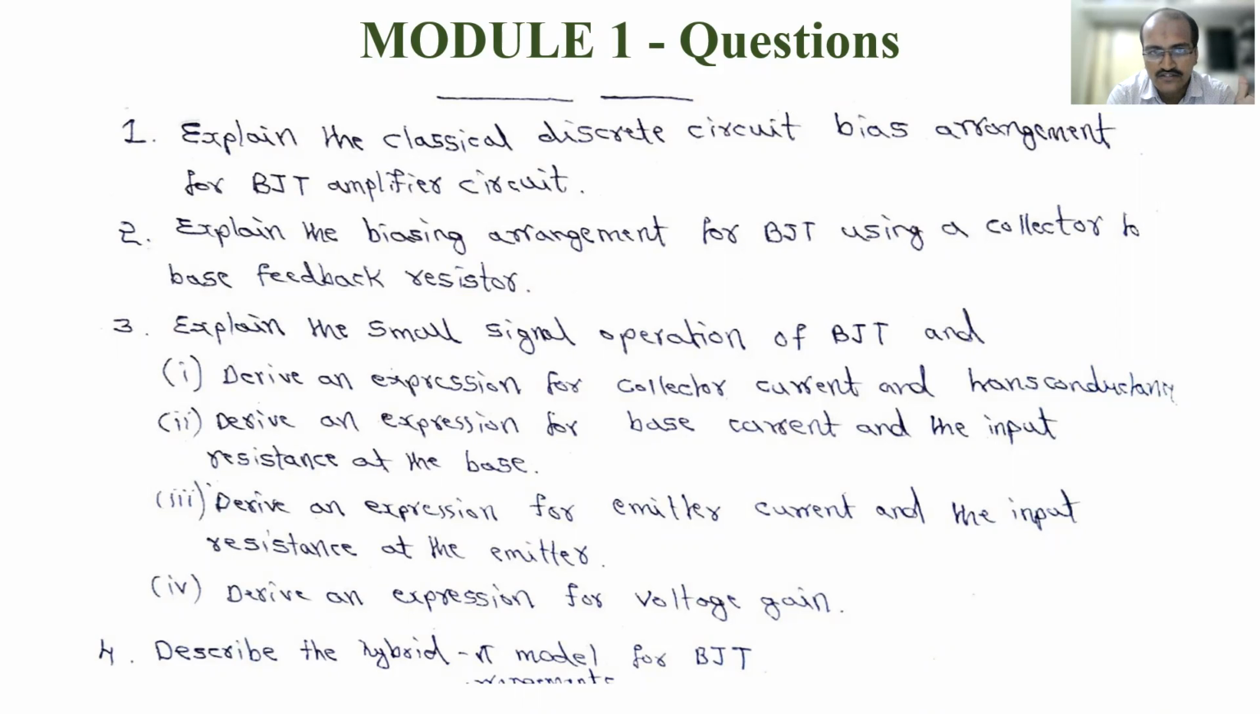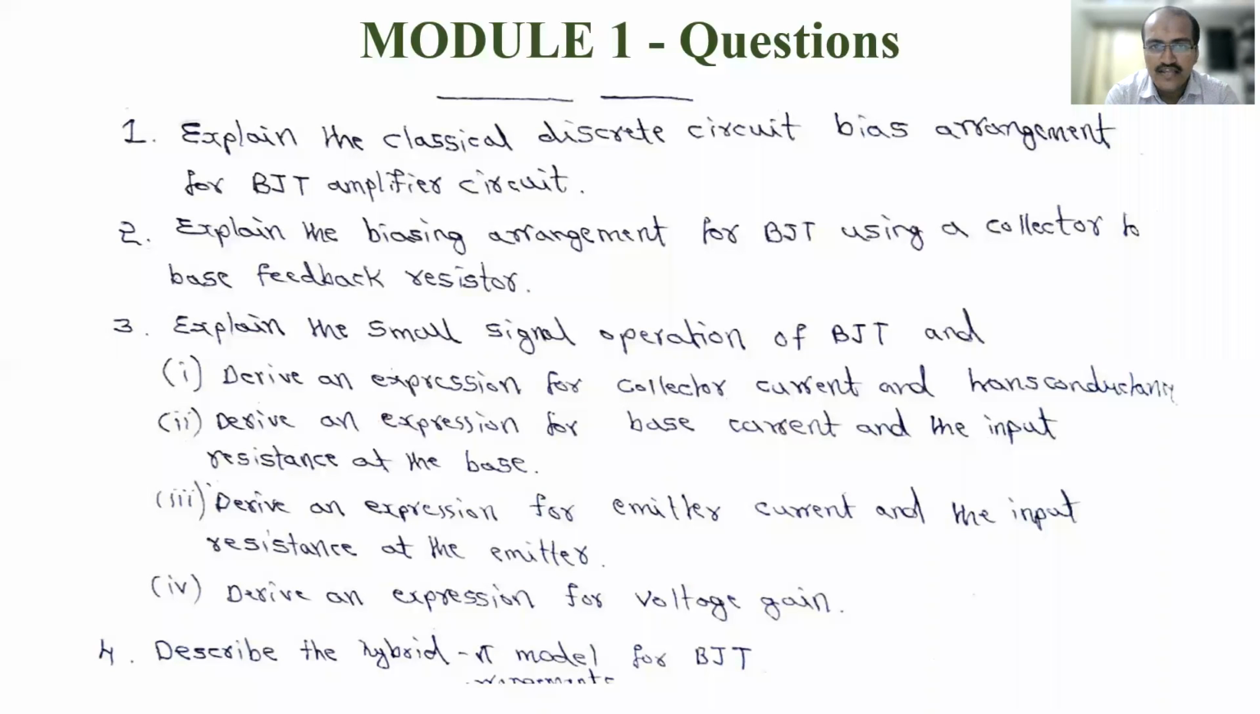So what is the first question? Explain the classical discrete circuit bias arrangement for BJT amplifier circuit. That is the first one we discussed. It's a voltage divider bias circuit. So you need to draw the circuit. You have to explain the equations and how it is going to keep the operating point stable. Those points are there in the notes. You have to explain that.